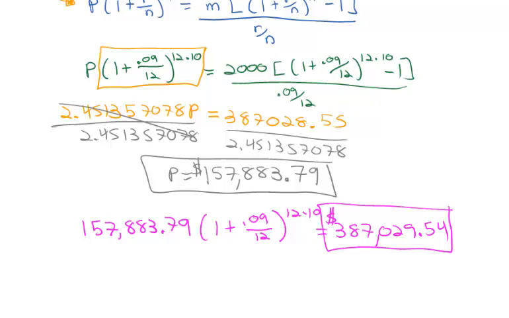Interestingly enough, if we were to take those monthly payments and invest them over the time, not spending those $2,000 a month, we would also have $387,029.54.